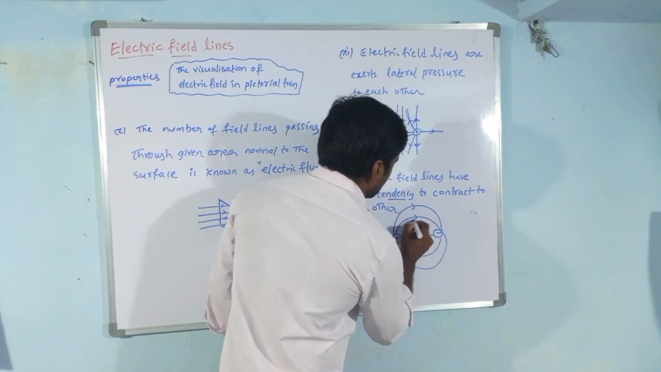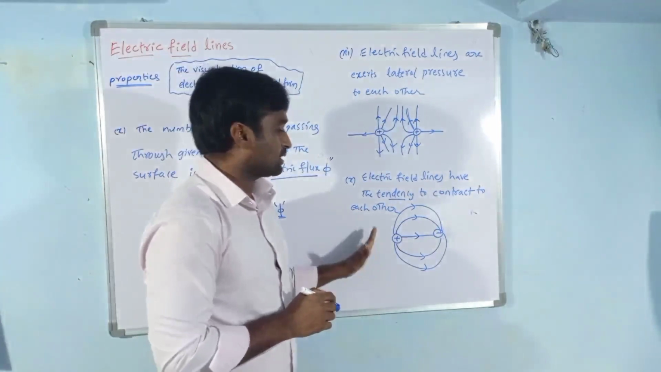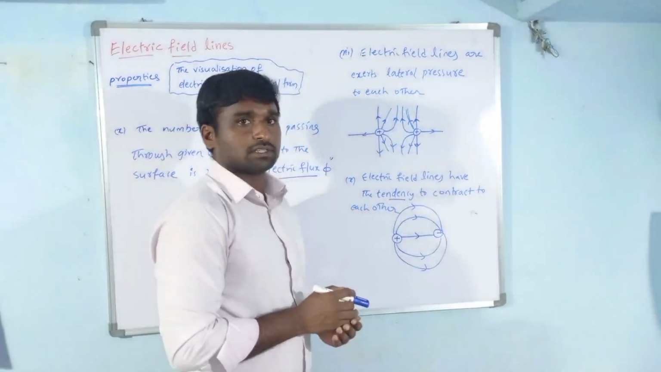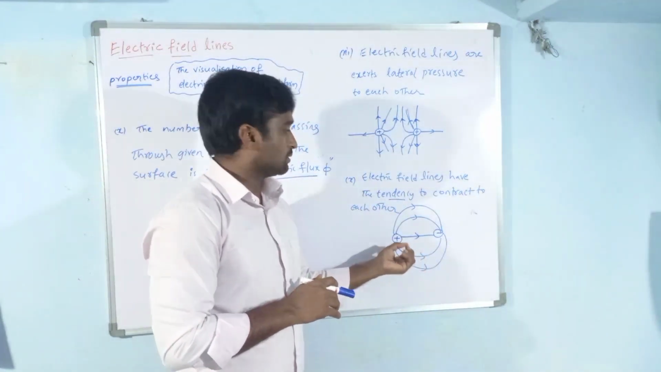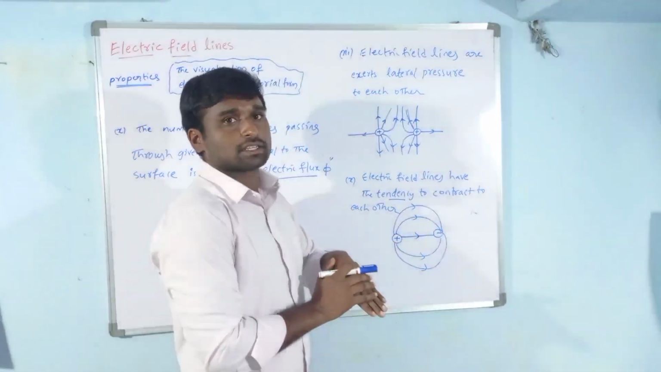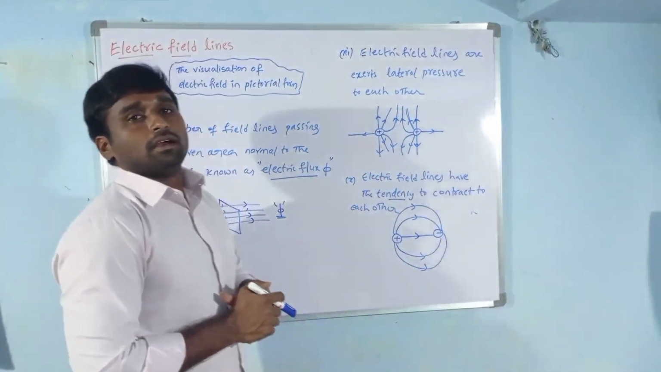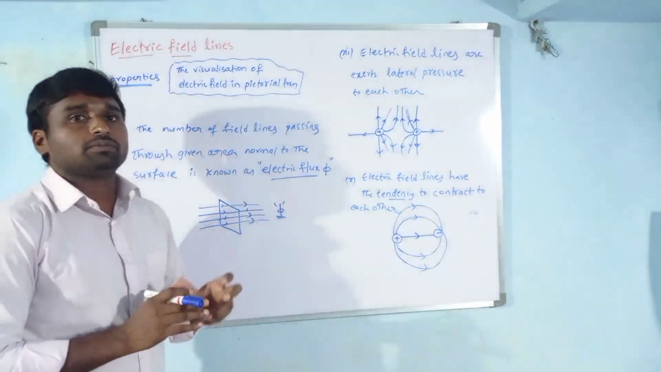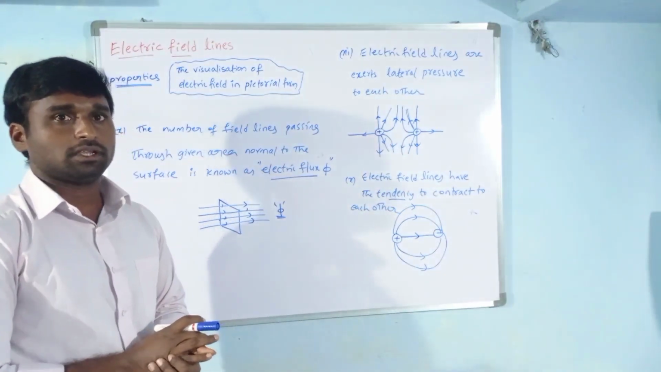This is the direction of the electric field lines. Electric field lines are generated at a positive charge and terminated at a negative charge. Due to the attraction between these two charges, there will be contraction in the electric field lines. These are the properties of the electric field lines. In the next video we will discuss what an electric dipole is. Okay, thank you.